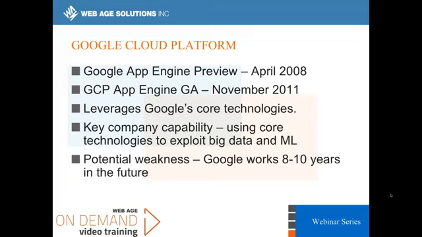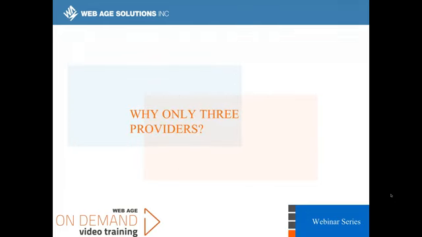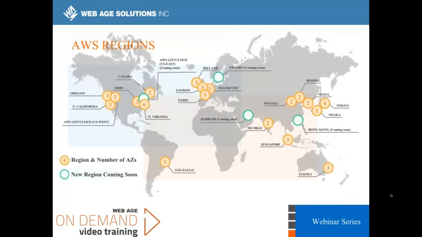So those are our 3 cloud providers. Why only 3? Well, let's take a look here. This is the current picture of regions for AWS. You can see that there are 6 regions in North America, 1 in Canada, 5 in the US itself, and there's 1 more about to come online.